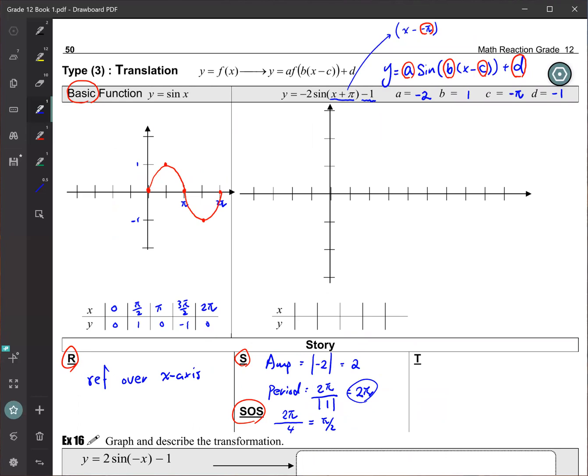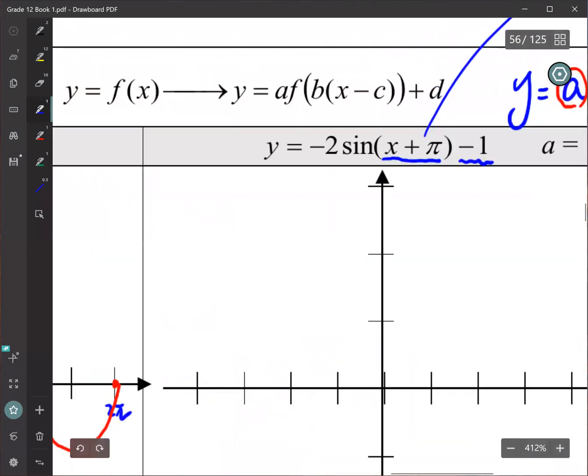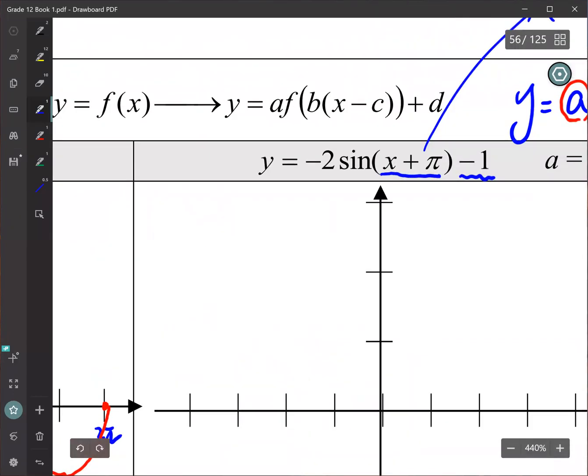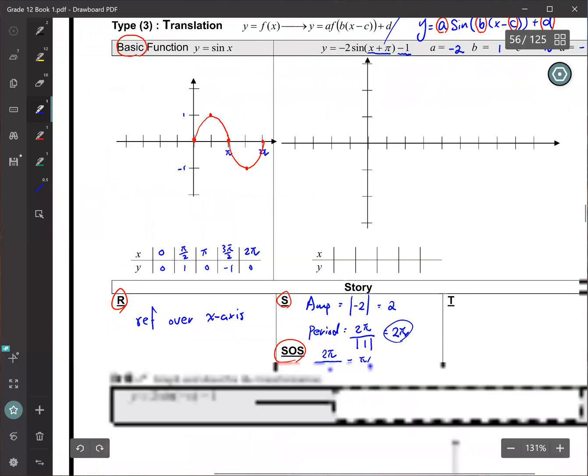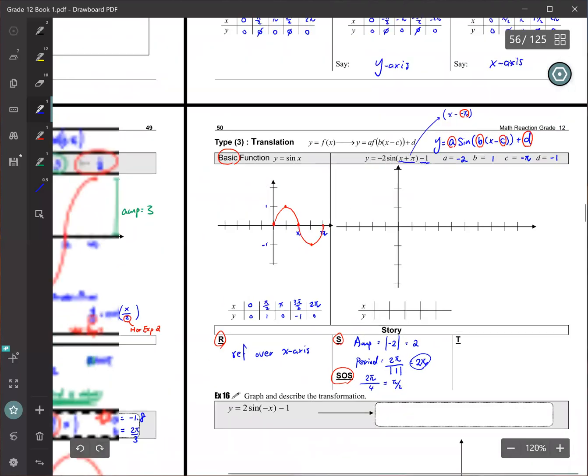To the right. Okay, so C controls, because C is with the X, so it's either left or the right side, okay? If it's negative pi, then it's actually moving to the left. So this here is X plus pi. So when you see plus pi, it's actually to the left side, okay? I don't really remember it from the story form.